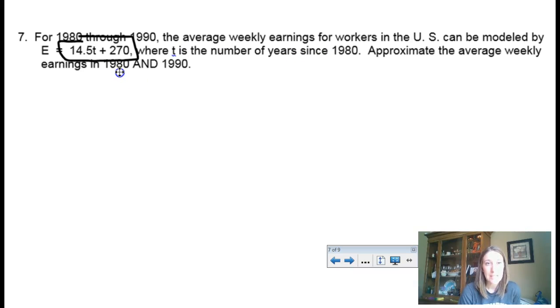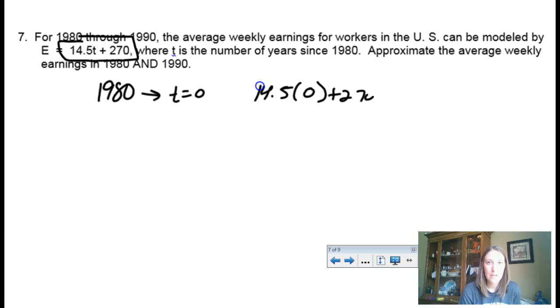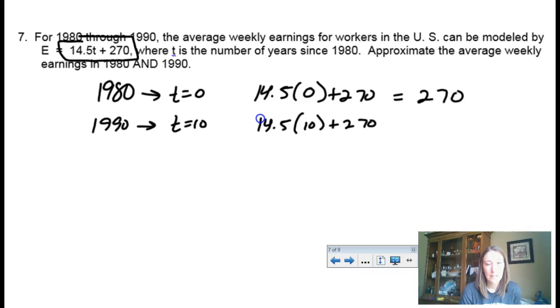So remember what they said about T. T is the number of years since 1980. So in 1980, there have been 0 years since 1980. So T is 0. So we're going to go ahead and evaluate the expression at 0. And that'll give you 270. And then in 1990, that has been 10 years since 1980. So we're going to evaluate the expression at 10. I should be able to add that, guys, but not today. 145, 415. All right. There we go.